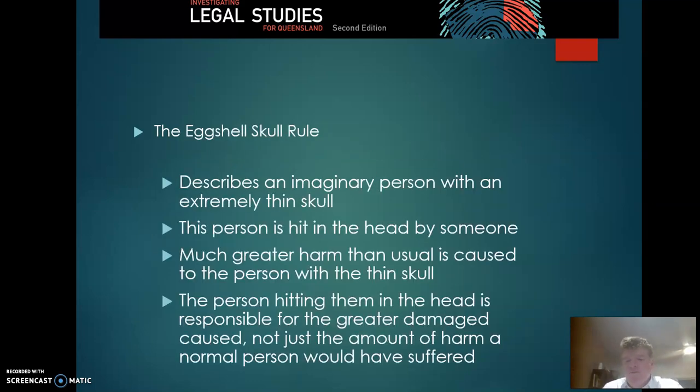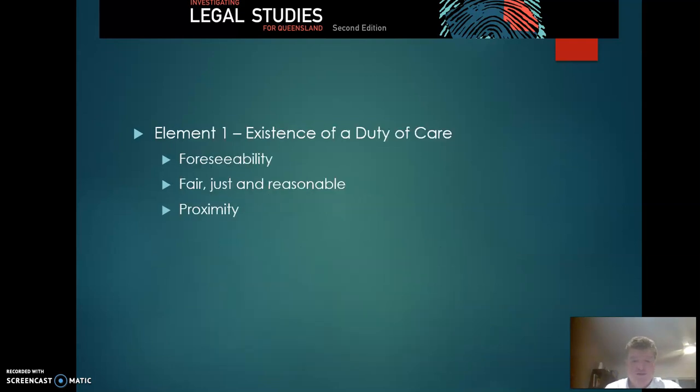Now, one of the little quirky rules around negligence is the eggshell skull rule. It describes an imaginary person with an extremely thin skull that you're not aware of. If you hit them in the head and cause more damage than you would expect, you're still responsible for that. It's a way of saying that even if you don't foresee that someone might have a reason for having more damages, you're still responsible for that.